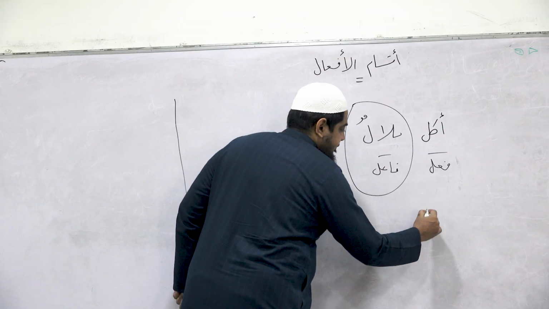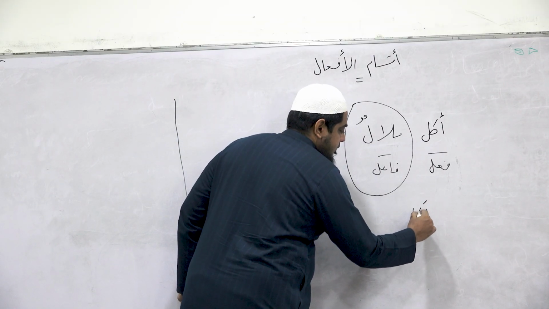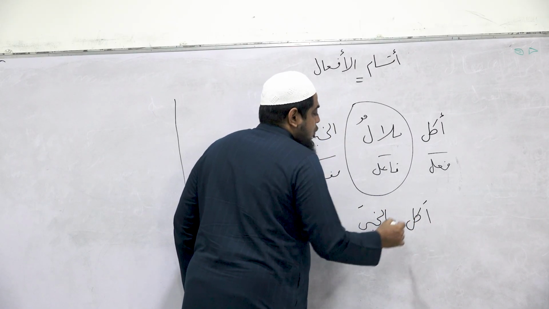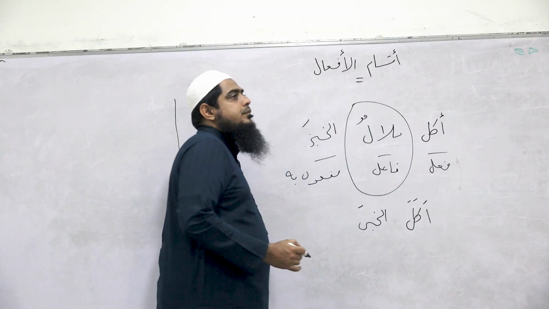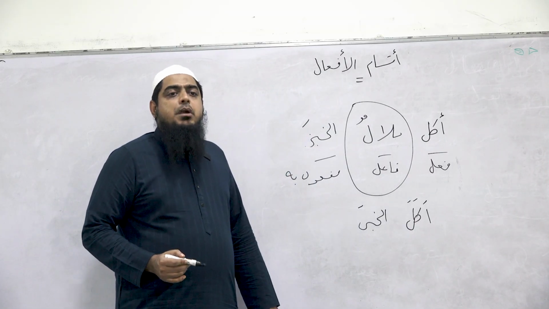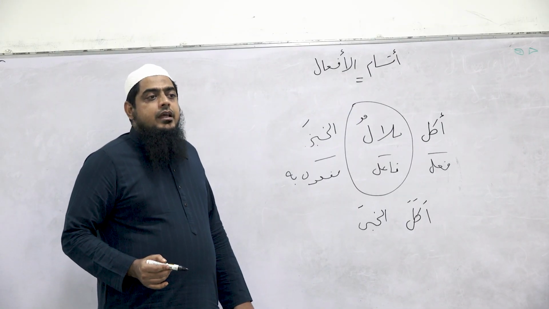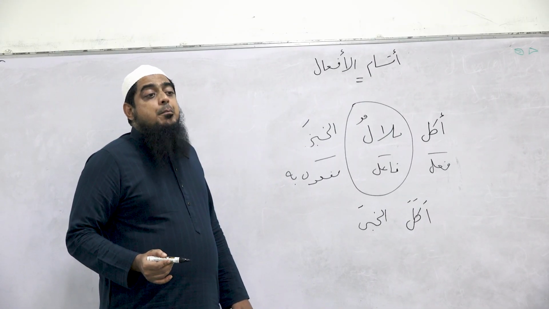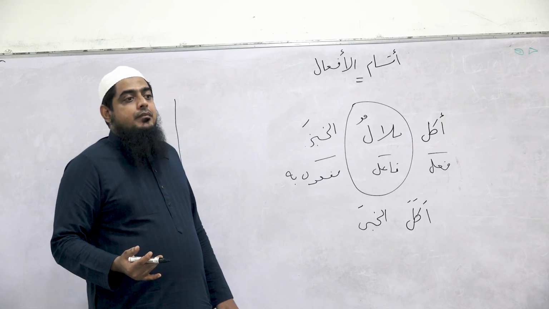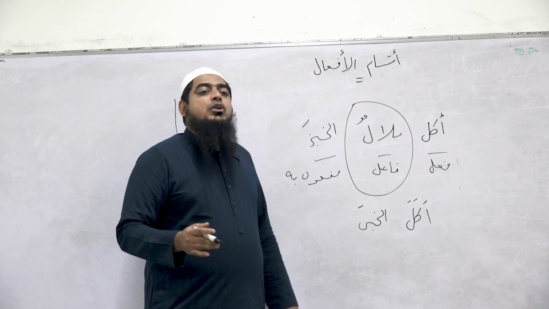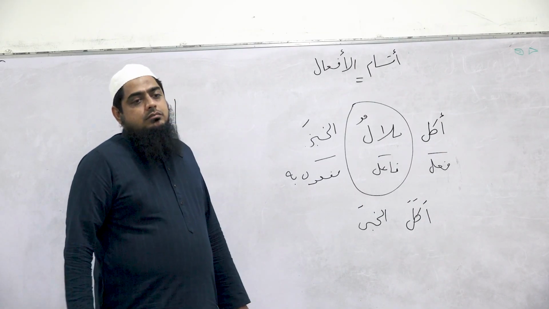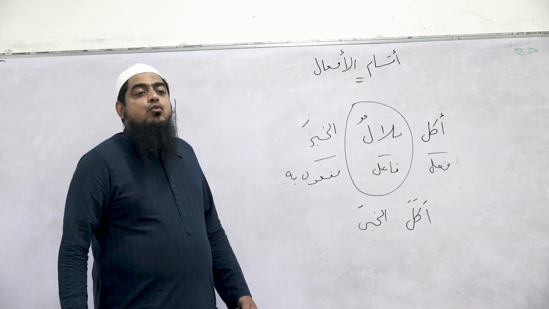Like this. Akala al-khubza. So when you say akala al-khubza, the meaning is he ate the bread. Now you are mentioning a fa'il, who is he. Even this he you don't want to tell. You want to tell the bread has been eaten. In that case, what do you do?